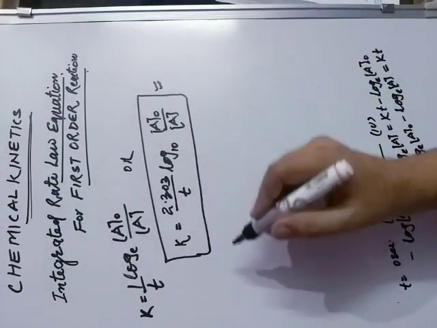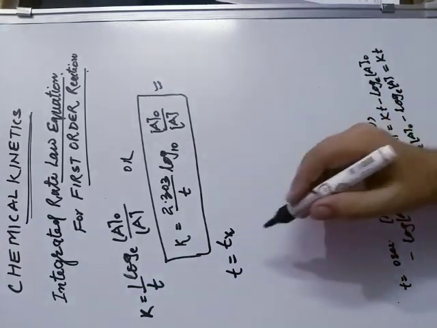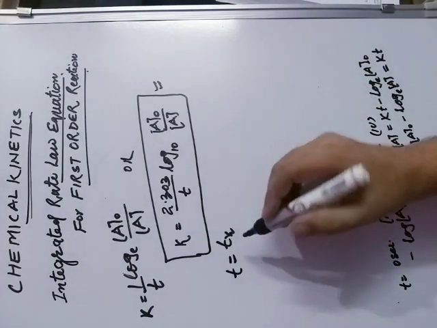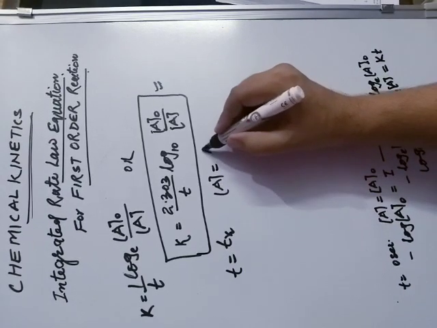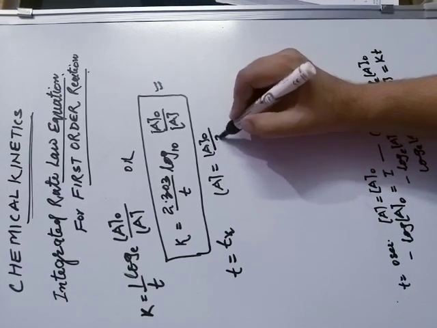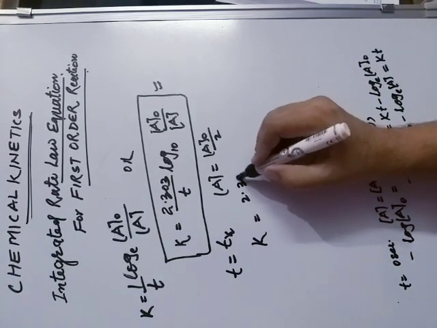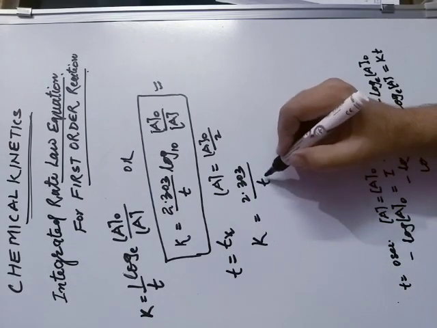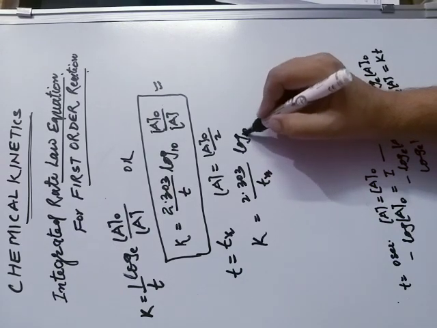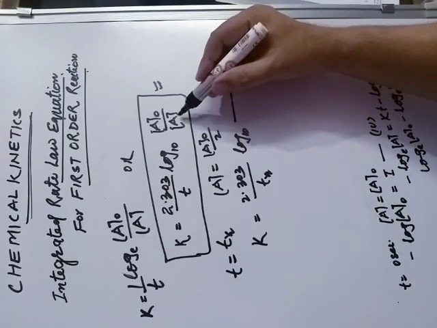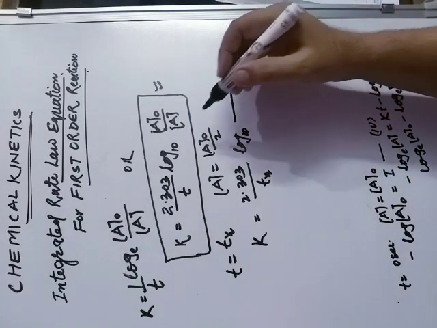Now if we are talking about half-life, then t will be t half-life. t half is a representation, it is not t by 2. If t is equal to t half, then A will be equal to A naught divided by 2. Then K is equal to 2.303 upon, in place of t we write t half, that is half-life, log base 10, and in place of A we write A naught by 2.